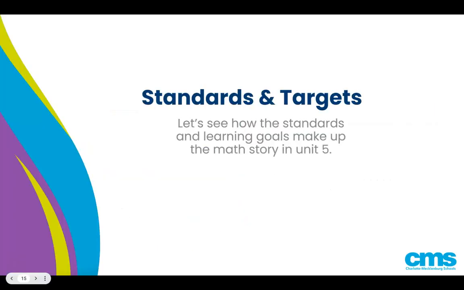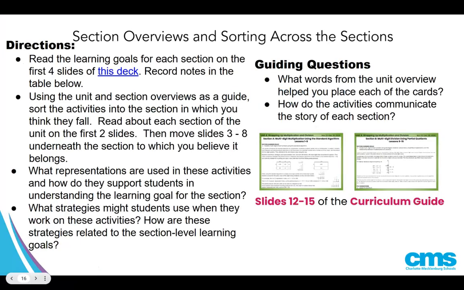Now let's think more specifically about how standards and targets build across the sections in the unit. This unit is separated into 4 sections. Read the section overviews on slides 12 through 15 of the curriculum guide. Then look at the 8 task cards from the unit on slides 5 through 12. Slide each task to be below the section within which it falls. Talk in your PLC about how you decided which section each task belongs with. How does each task support the goals of the section? Pause the video now and return after completing this sort.